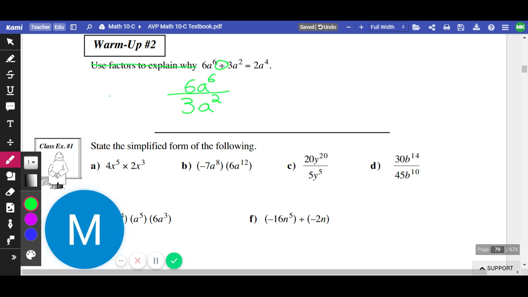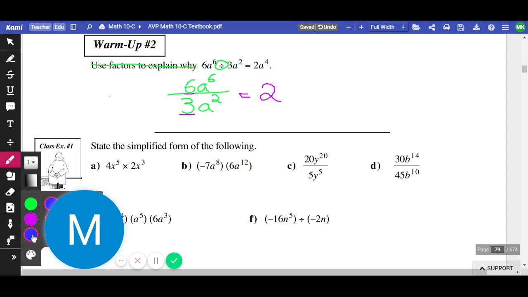Now I can use my division law, my fraction law. The same rule applies. Numbers go with numbers, letters go with letters. In this case, the coefficients, 6 and 3, divide together. In my calculator, I go 6 divided by 3. I get 2.